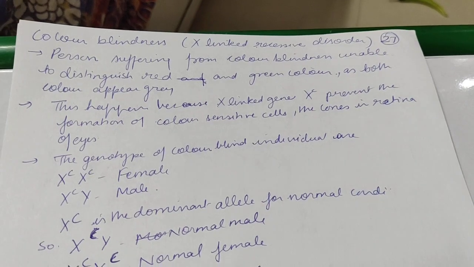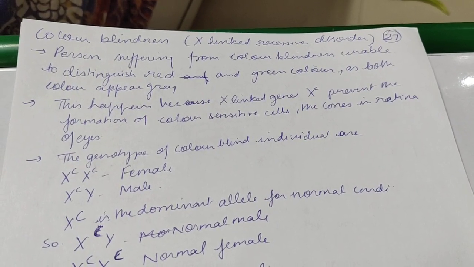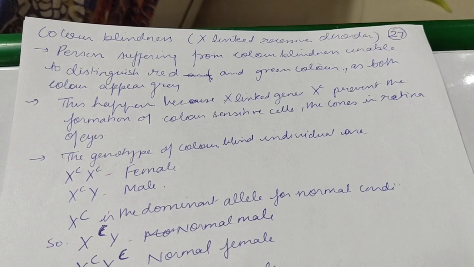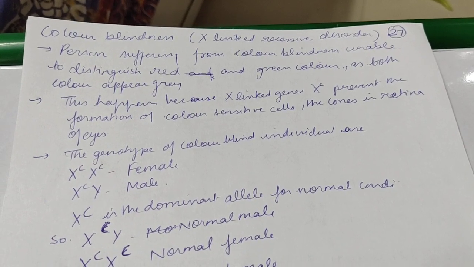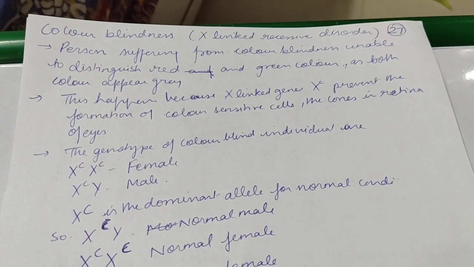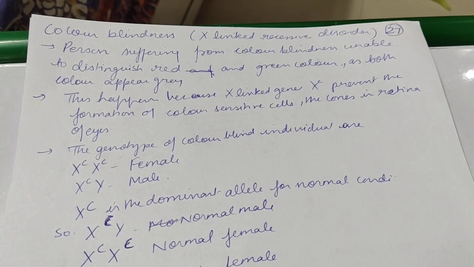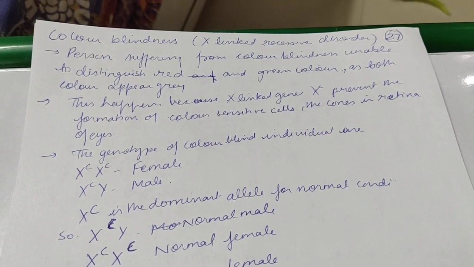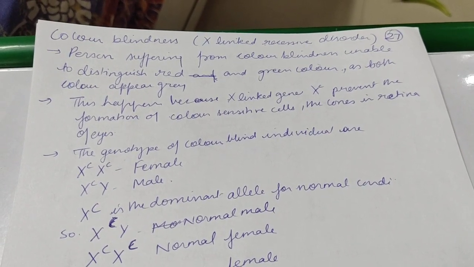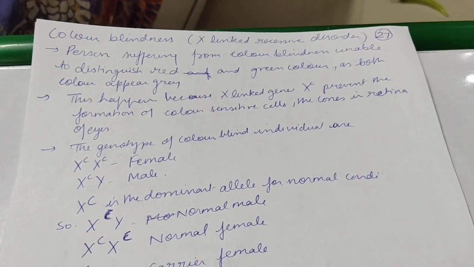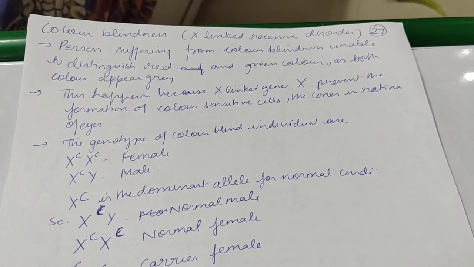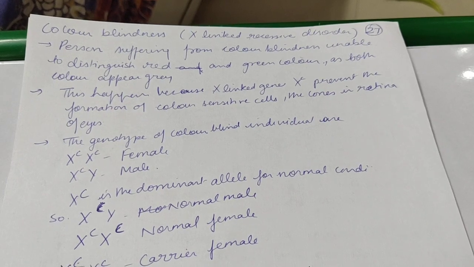Now we will take the example of color blindness. It is an X-linked recessive disorder. A person suffering from color blindness is unable to distinguish red and green color, as both appear gray. This is a common disease in males, and it happens because of the X-linked gene.